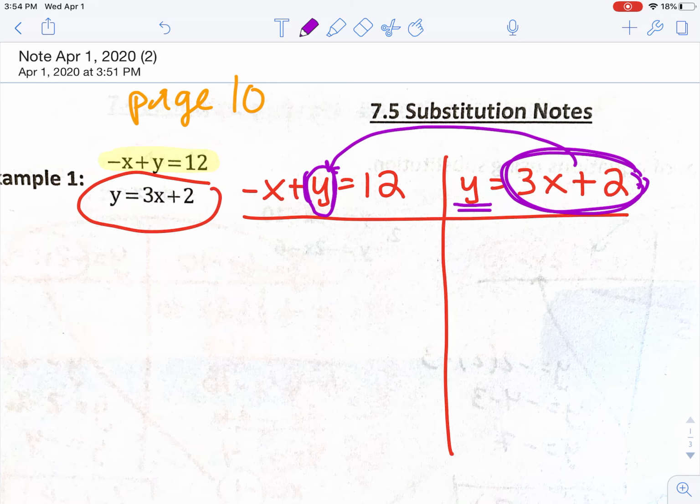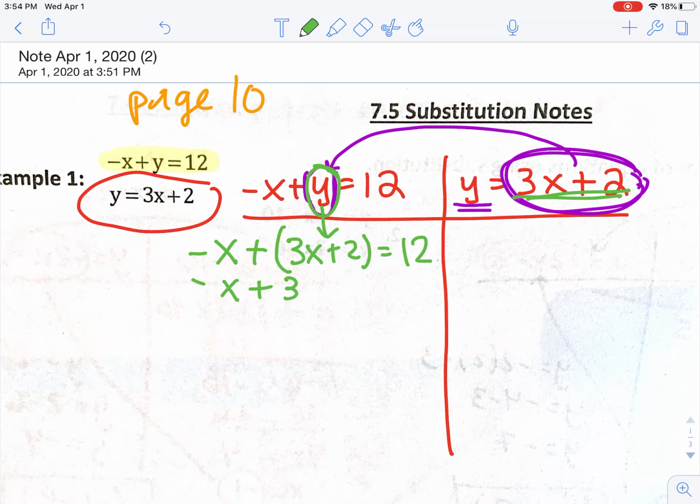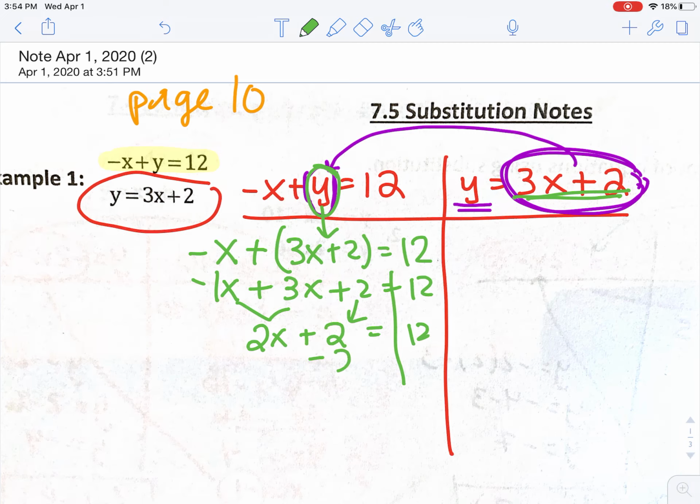So now when I rewrite this equation, I'm going to have negative x, that's still there, plus, and instead of this y, I have to plug this whole thing in. So I have to put there 3x plus 2. I'm just substituting that for y. And now since this is just addition, I can just write this down and solve my equation. I can combine like terms this time. So you have negative x, that's like negative 1 plus 3. Use your calculators. 2x plus 2, bring this down, and then I move stuff over. 2x equals 10, divide by 2, x equals 5.